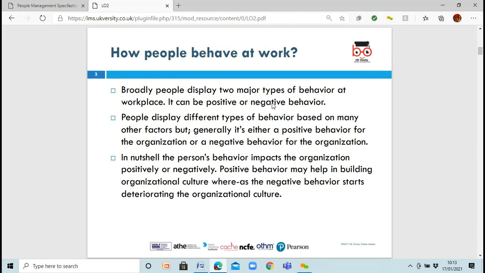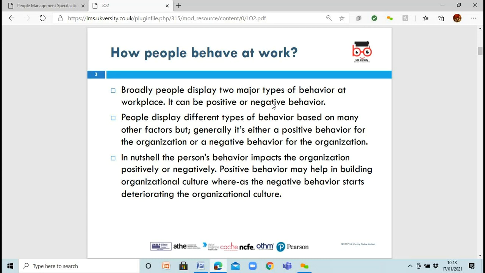Now we're going to look at how people behave at work. There are mainly 2 types of behavior displayed in the workplace, so it can be positive or negative behavior. Their behavior can be based on a number of factors, but generally it's either positive behavior towards the organization or negative behavior towards the organization. So overall, the person's behavior can actually impact the organization.